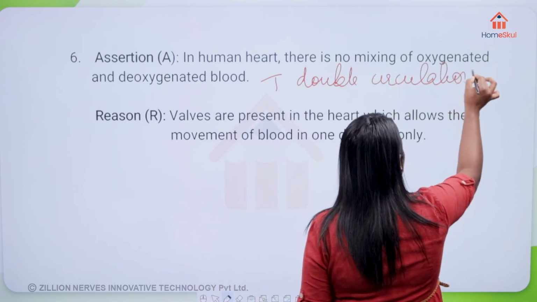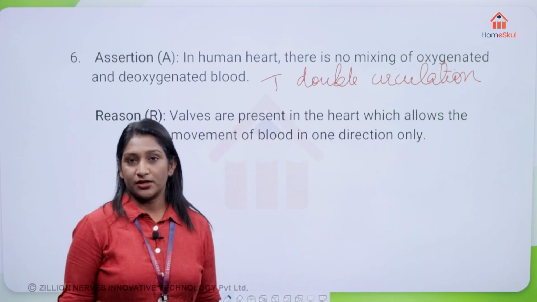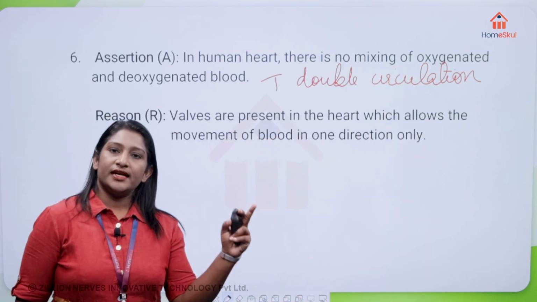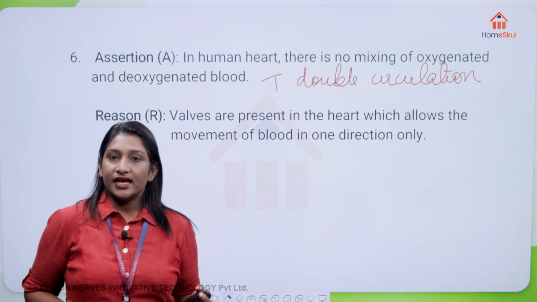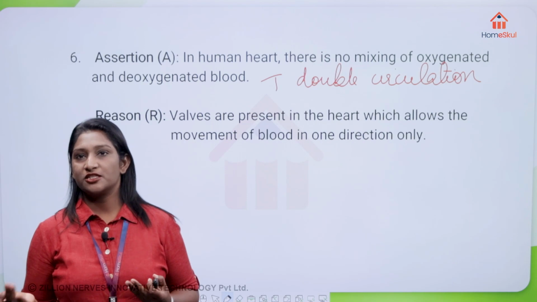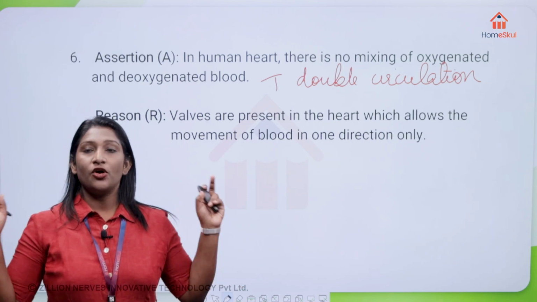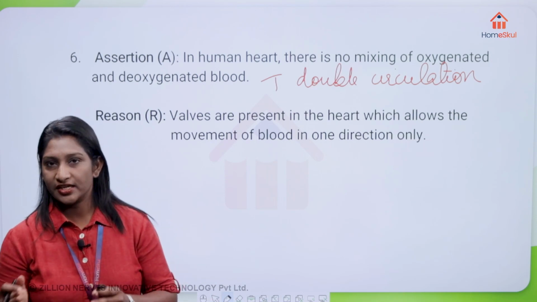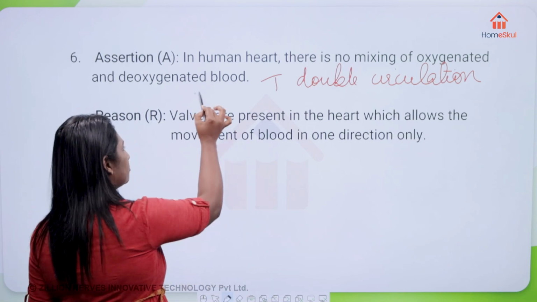Double circulation. So the left side and the right side are separated by a septum. The right side carries impure blood, the left side carries pure blood, isn't it? That is why there is no mixing of oxygenated and deoxygenated blood. And here, this is true.